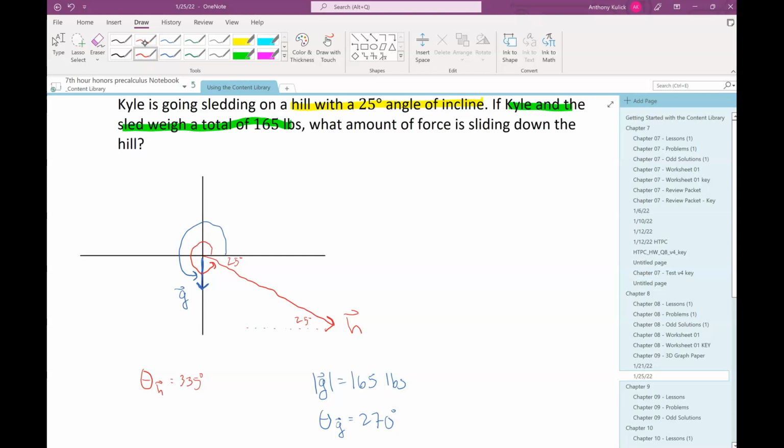Notice that we don't have a magnitude for my hill vector. In no place in the problem are we given any indication of how long this hill is. So what do you suppose we're going to choose for the magnitude of our hill vector? 1. Yeah, we're going to just make it a unit vector. Sergio? Where did you get the 270 from? Well, look at the blue angle that I drew. That's where the 270 came from. Is that cool? Yeah. Okay.